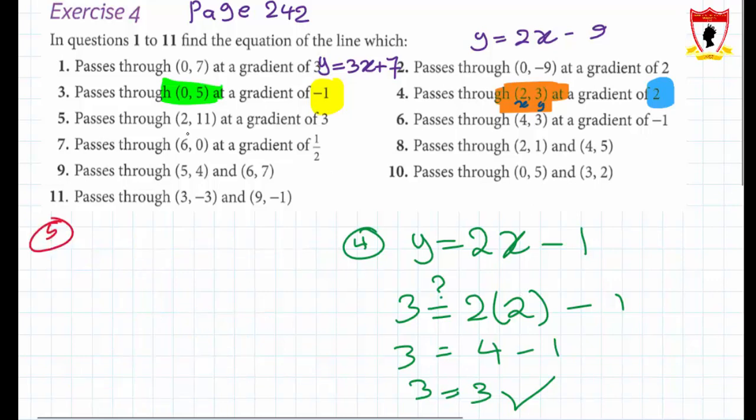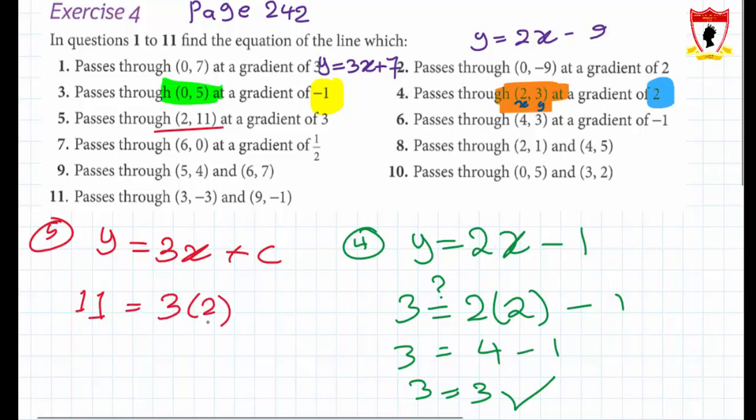Question 5. The line passes through (2, 11) and the gradient is 3. When the gradient is 3, it means y equals 3x plus c. Okay, then how can we get the value of c? By using the point. Then y is 11 in the point. We substitute 11 in place of y, and 2 in place of x in y equals 3x plus c. 11 is equal to 3 times 2, 6, plus c. So you see that c is equal to 5 because 5 plus 6 is equal to 11.